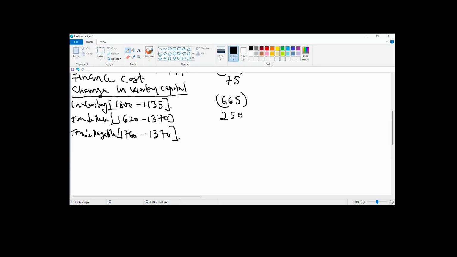Next. Is it inflow or outflow? Let's interpret. At the beginning it's 1,760. At the end it's 1,370. It's an outflow because we have paid part of our money. Outflow of how much now? That's 390.